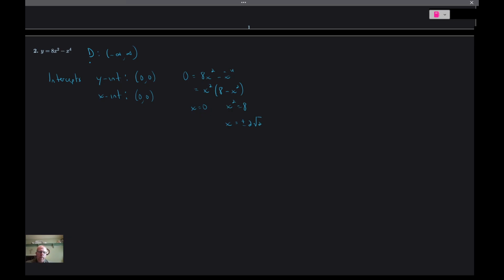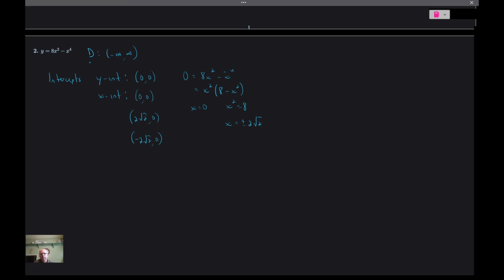And I may need my calculator for this one. Let's see. Sometimes I don't work these out beforehand, and usually that is not a good idea, but we'll see what happens. All right, so the x-intercepts we have are (2 square root 2, 0), (negative 2 square root 2, 0), and then, of course, the origin.